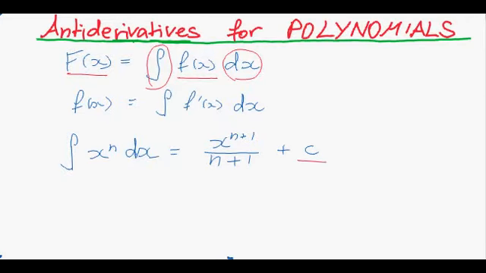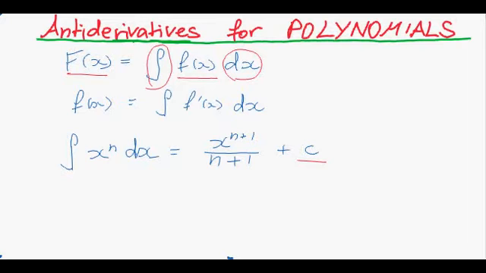This c just means some constant. Because remember, if you want to get back to the original function, you would differentiate, and when you differentiate, that constant disappears. So it doesn't matter what that constant is, but we just got to say there's a constant. So that's what the c does. And that's it. Antiderivatives for polynomials, pretty much.